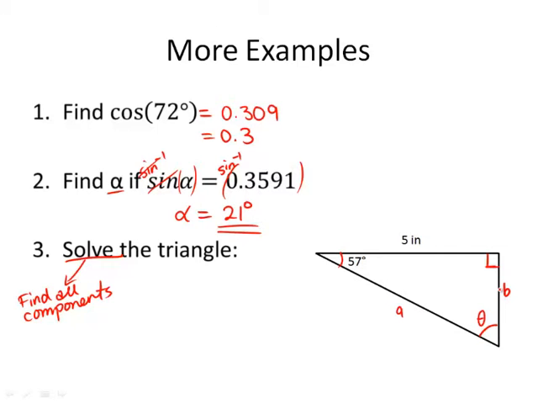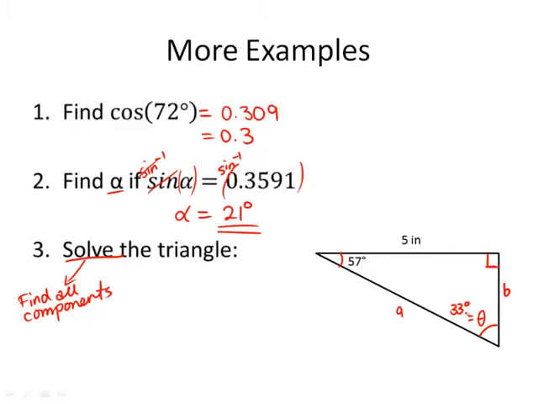Some of the things we can do before using trigonometry include, when finding the other angle, you can use the 180 degree property. So we know all three angles need to add up to 180. So we can go 180, take away 90, take away 57. That would leave us with 33 degrees for theta.